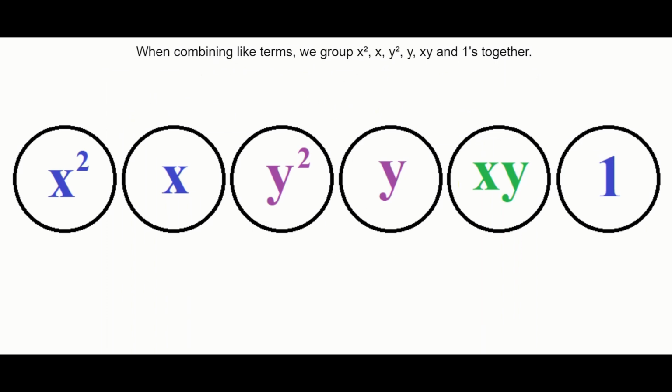To summarize, when combining like terms, we're going to group all our x squares together, our x's together, our y squares together, our y's, our xy's, and our 1's together. Each of these represents a different term.